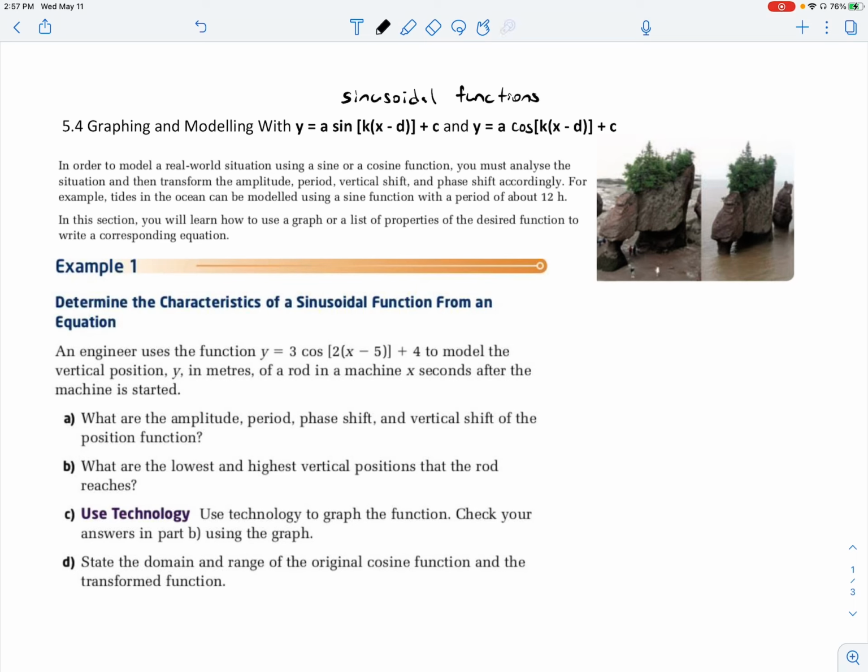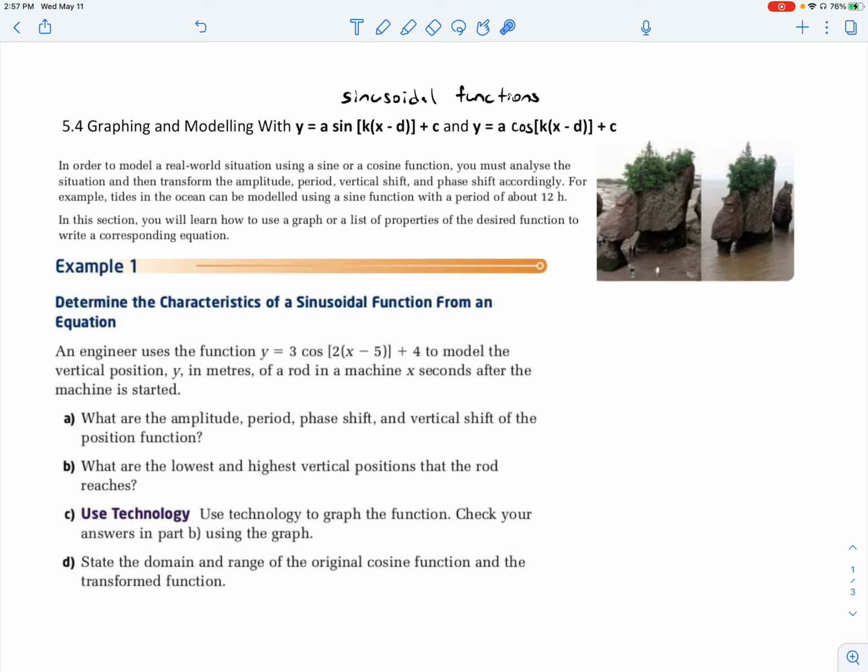So they're both sinusoidal functions, even though this one says cos here instead of sine. The reason they're sinusoidal is because they follow the nice sine curve, whether they've been transformed or not. Now, why do we want to know how to model using these functions? Well, there are a lot of real life scenarios that follow that sinusoidal function pattern.